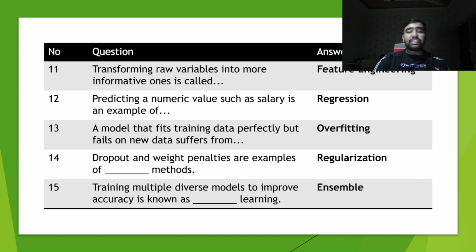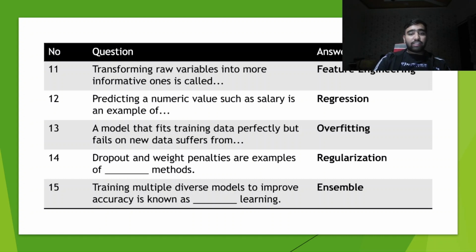Dropout and weight penalties are examples of regularization methods. Regularization methods are those methods which are used to reduce the possibility of overfitting, and dropout and weight penalties are its examples.